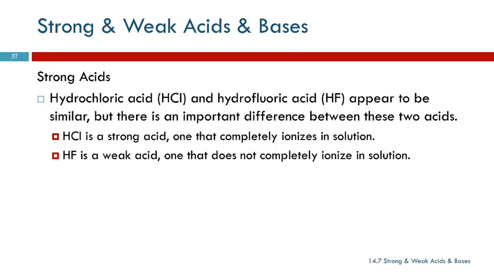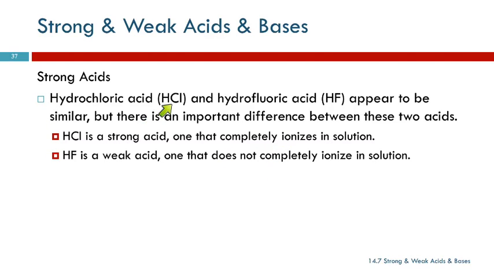There are strong acids and weak acids, and also strong bases and weak bases. Here the term strong is used in the same way that strong was used for electrolytes. A strong electrolyte solution conducts electricity well. A weak electrolyte conducts it very weakly. It would make the light bulb glow, but just a little bit. A strong acid is one that ionizes completely.